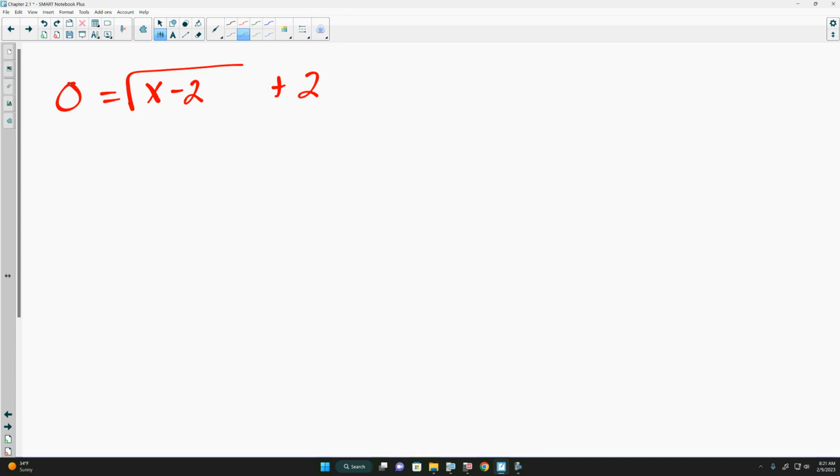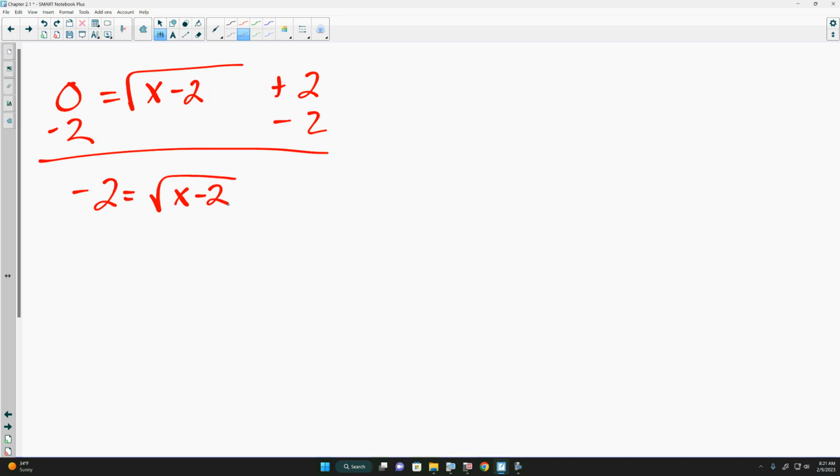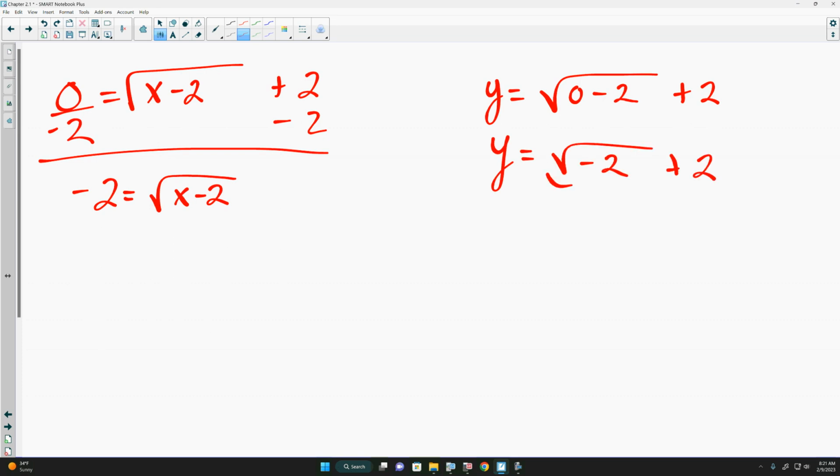Because if we set it equal to 0, well, we would subtract 2 from both sides. Well, we know with radicals, there's no way to take a square root of something and get a negative number. So there is no x-intercept. There's no value of x that will give me a y value of 0. Okay, let's do it the other way. So if I plug in 0 for x, 0 minus 2 is negative 2. Can we take the square root of a negative number? No, it doesn't cross either axis. So there are some cases where it doesn't cross either.